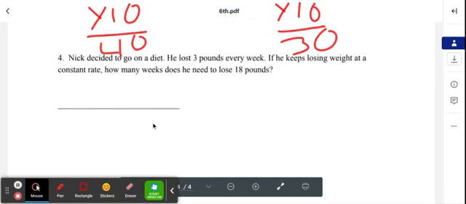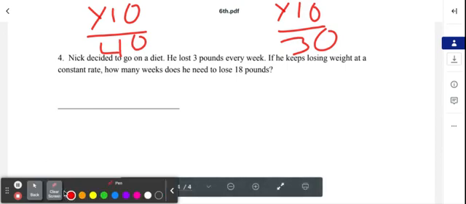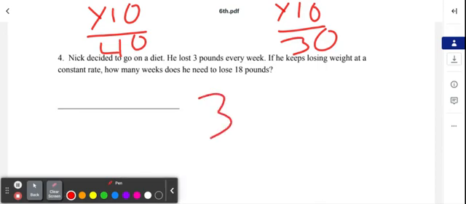All right, one more. Nick decided to go on a diet. He lost 3 pounds every week. If he keeps losing weight at a constant rate, how many weeks does he need to lose 18 pounds? So let's see. You lose 3 pounds every week. X would be the number of weeks.